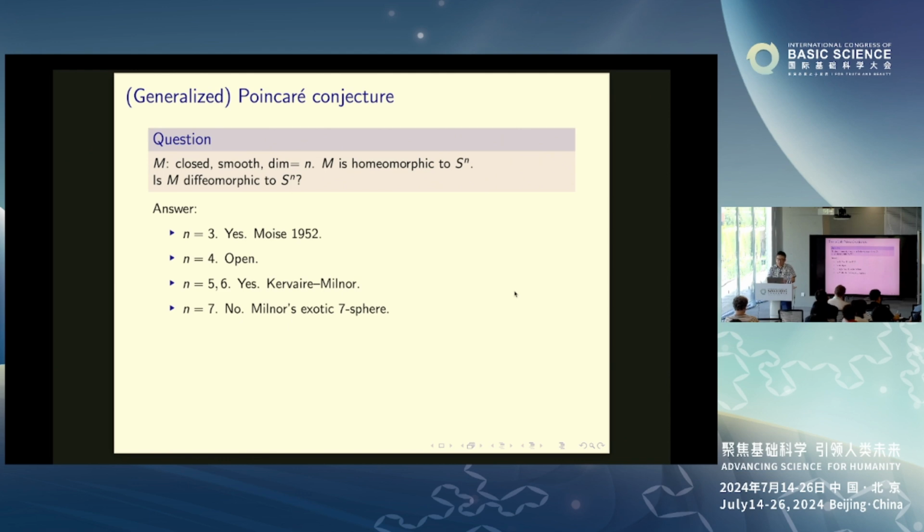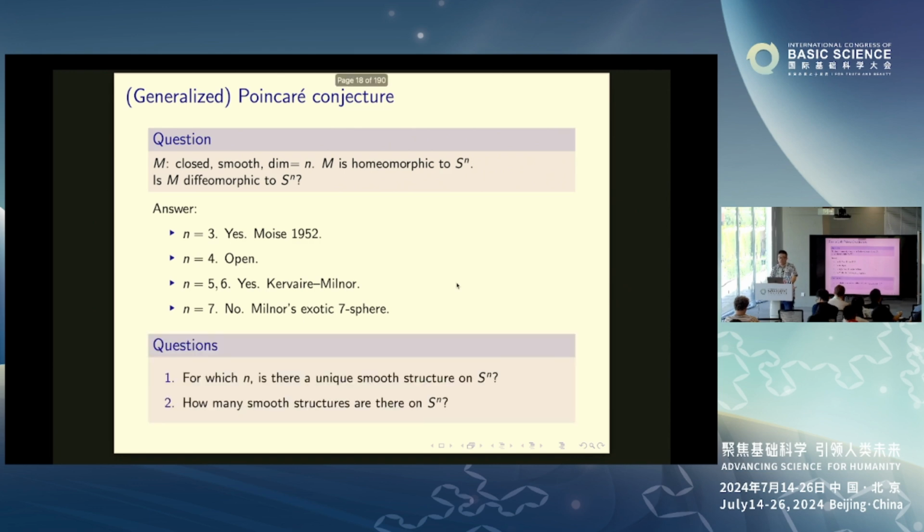So in fact, Kervaire and Milnor realized that this phenomenon of the existence of exotic smooth structures happens quite generally in high dimensions. So having that in mind, we could ask more questions. So first one could be, in which dimensions is there still a unique smooth structure? Or we could ask, if we fix the dimension, how many smooth structures are there? So Kervaire and Milnor answered the second question in the following sense.